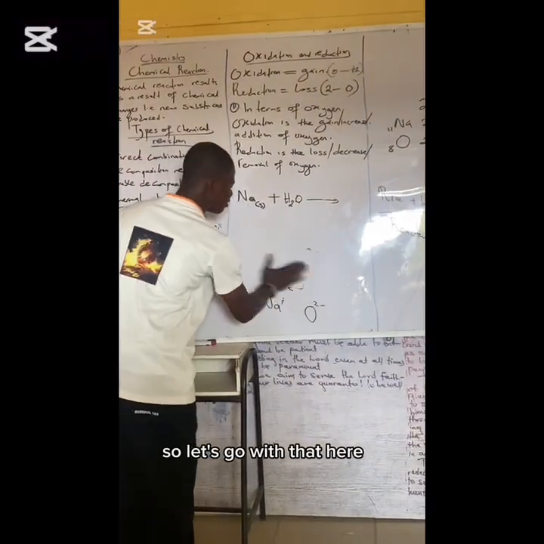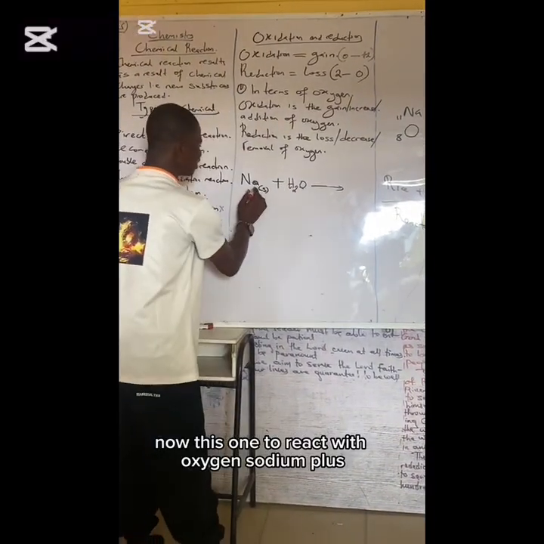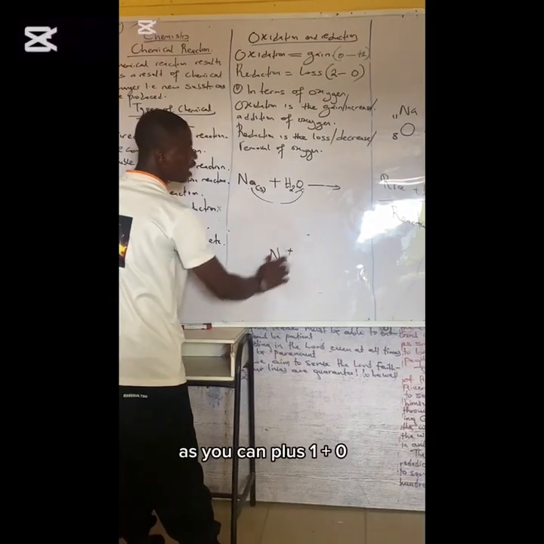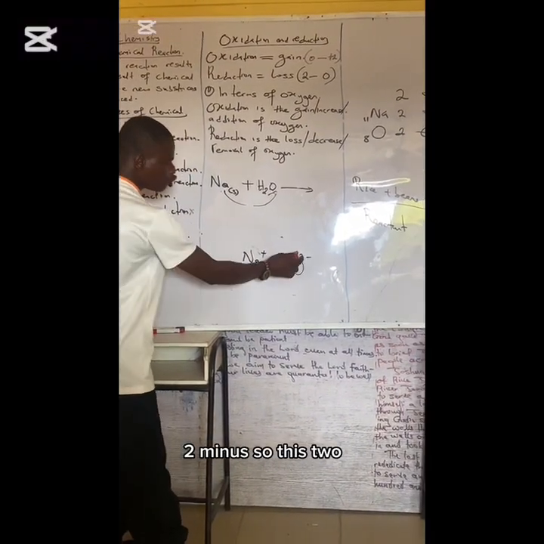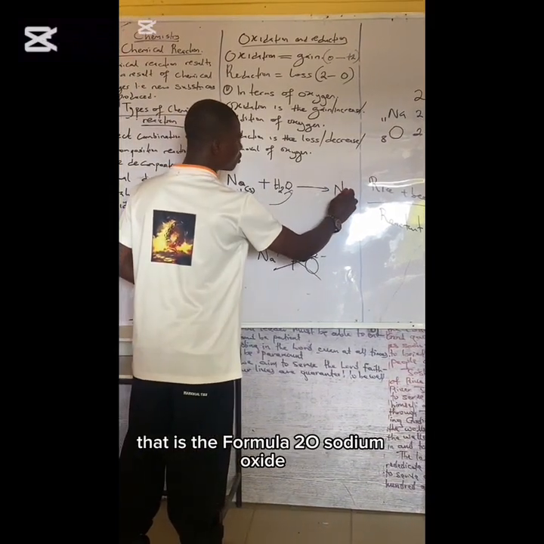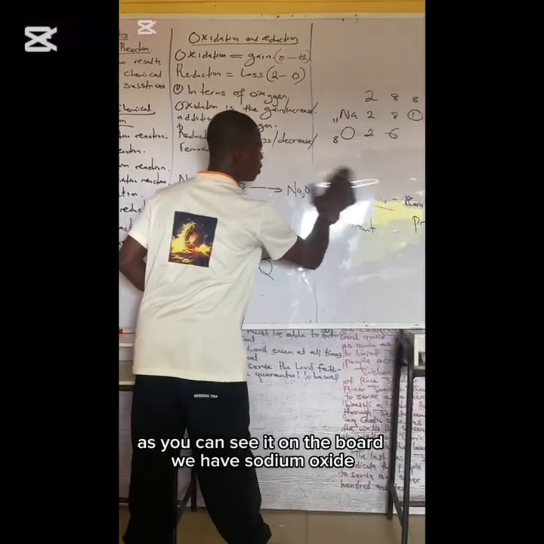So let's go with that here now, as you can see on the board. This one reacts with oxygen. Sodium plus 1, plus O2 minus. So this 2 will come down here, and this plus will come here, like the form now, Na2O. Sodium oxide. As you can see on the board, we have sodium oxide.